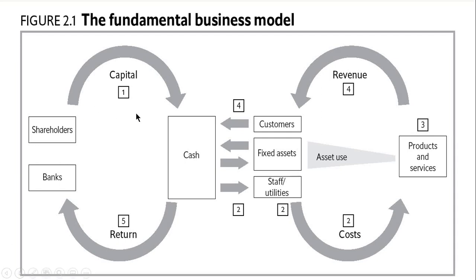So this capital, let's say it's cash, will be used to purchase fixed assets and of course to pay the staff, the employees, and other utilities. And these fixed assets and the staff and employees will be used to generate or produce goods and services.